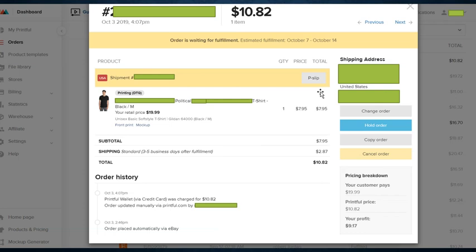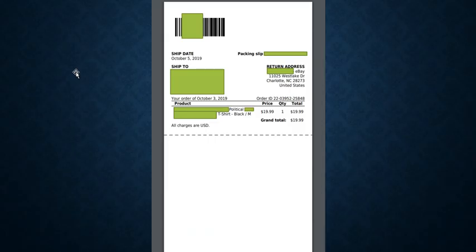Printful actually gives you the ability to look at the packing slip, as you can see here. So you see exactly the label, the sticker that would be on the package that your customer receives. So let's look at that. So this is what it would look like. So basically, you would have the barcode. You would have all the details.